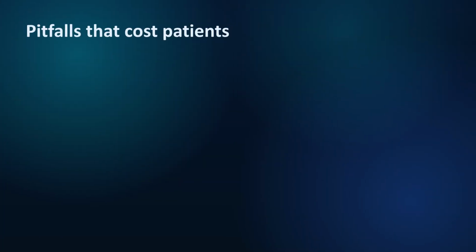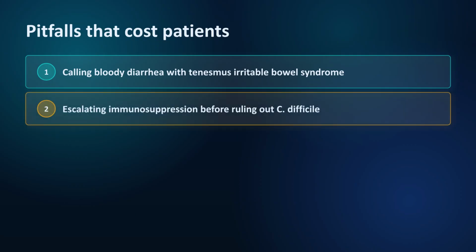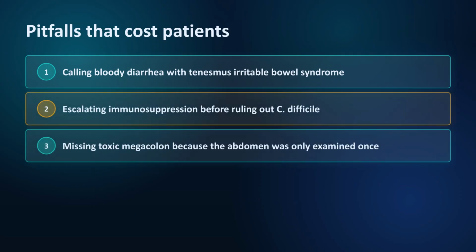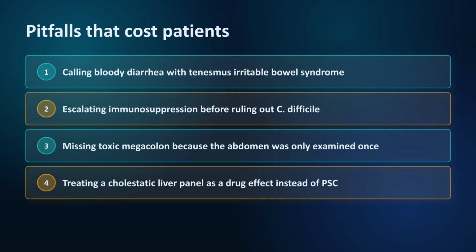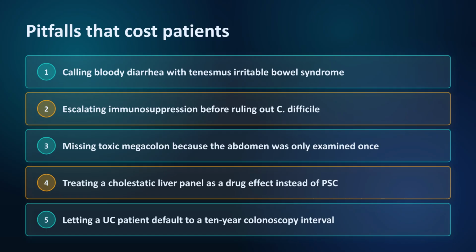The pitfalls that cost patients. First, calling bloody diarrhea with tenesmus irritable bowel syndrome. Functional disease does not produce blood and does not wake people at night. Second, escalating immunosuppression before ruling out C. difficile. Third, missing toxic megacolon because the abdomen was examined once at admission and not again. Fourth, treating a cholestatic liver panel as a drug effect rather than working it up for primary sclerosing cholangitis. And fifth, letting a colitis patient default to a 10-year colonoscopy interval. After 8 years, the rules change. And sixth, forgetting to examine the perineum. It is a 2-minute exam that changes the diagnosis.